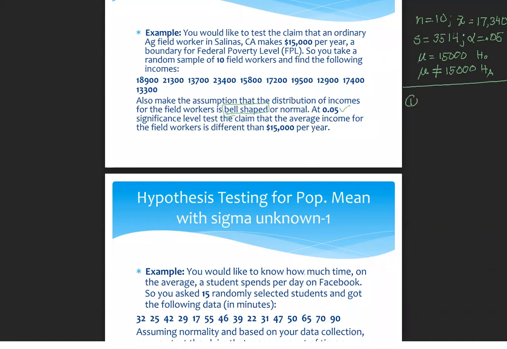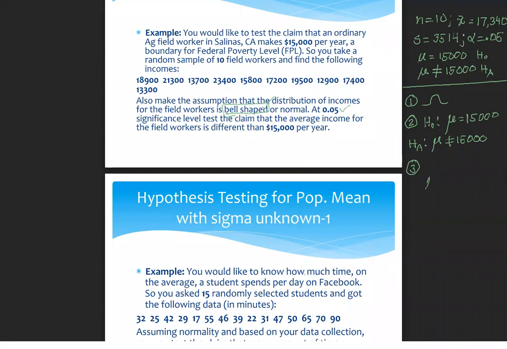So number one, normality condition, you kind of have to assume bell shape, all right? So that's given in the problem. And number two, null hypothesis, which is mu is equal to 15,000, right? And your alternative hypothesis is mu is not equal to 15,000. Mu is 15,000 versus mu is not equal to 15,000.